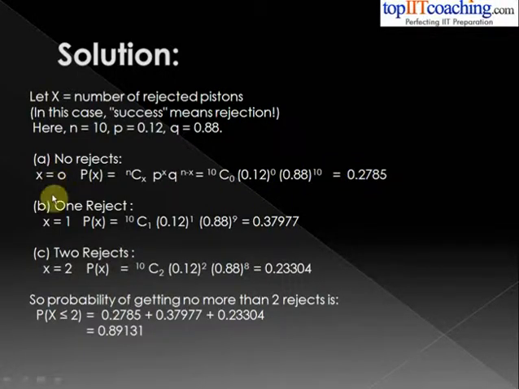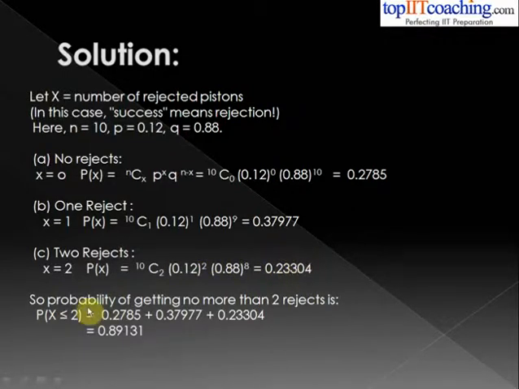For one reject, x would be equal to 1. So P of x would be 10C1 into 0.12 to the power of 1 into 0.88 to the power of 9. So this would be equal to 0.37977. Now let's consider 2 rejects. So x would be equal to 2 and hence P of x would be 10C2 into 0.12 square into 0.88 to the power of 8, and this would be equal to 0.23304.